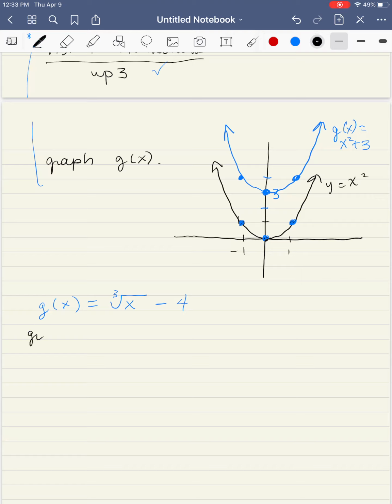What I want you to do is graph the basic graph, write what the basic graph is and then graph it, list your transformation, be specific about direction and units, and then move those 3 ordered pairs and graph the given function. So pause your video, see if you can do that yourself, and then come back and check.